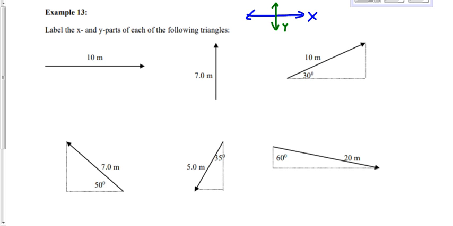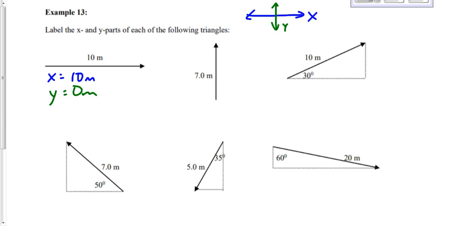So how much of the 10 meters is x? How much of the 10 meters is y? How much of that 10 meters is on this axis? 10. All of it is, right? The x component of this is 10 meters. What's the y component of this? 0. None of it is on the y-axis. Okay, good.